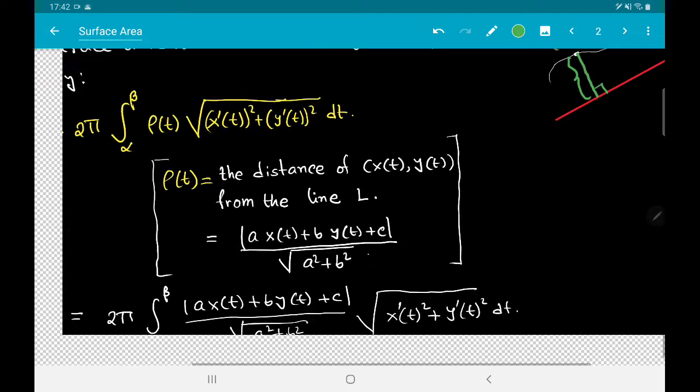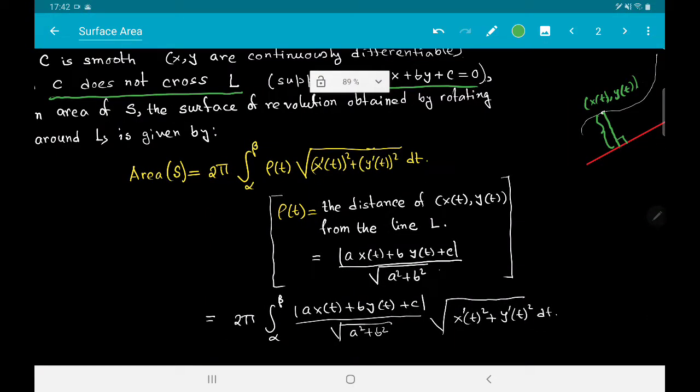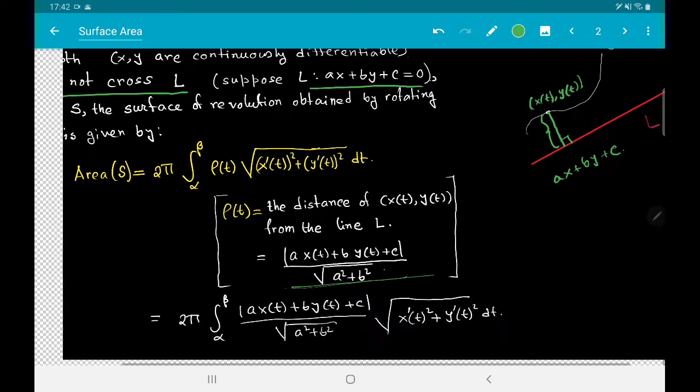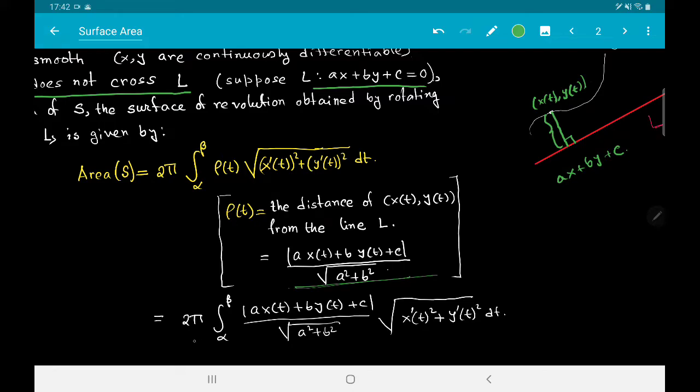We know from our high school coordinate geometry that this formula is well known. If L is given by the equation ax plus by plus c, then the distance is given by exactly this formula. So all we need to do is compute this integral: 2 pi times the integral from alpha to beta of the modulus of a x t plus b y t plus c divided by under root a square plus b square, which is the formula for rho of t, times under root x prime t square plus y prime t square dt.